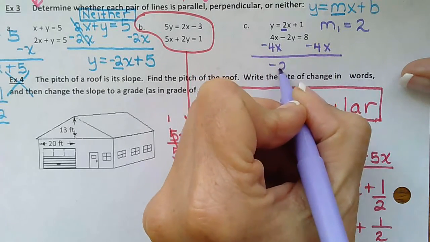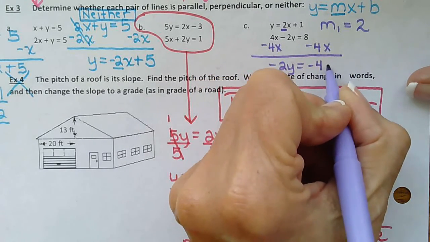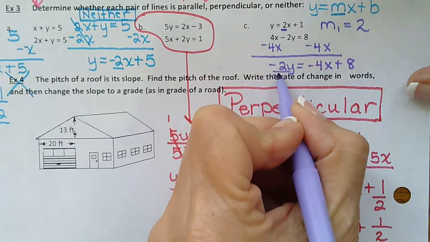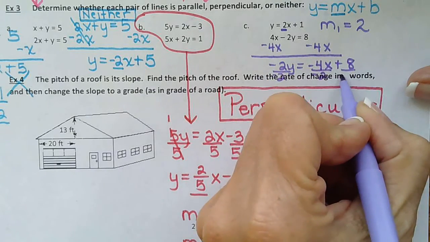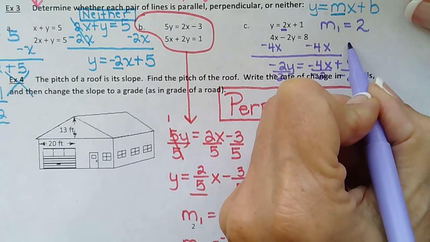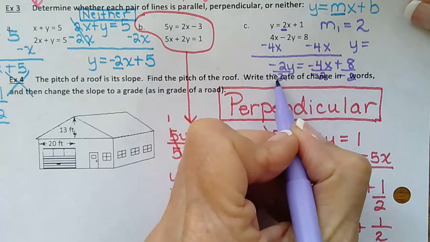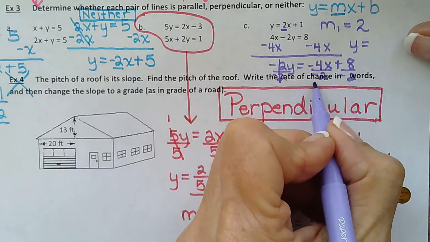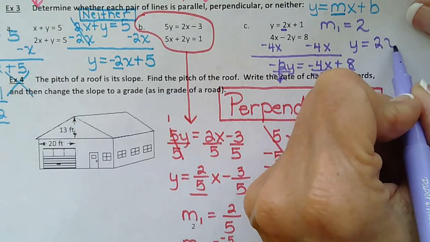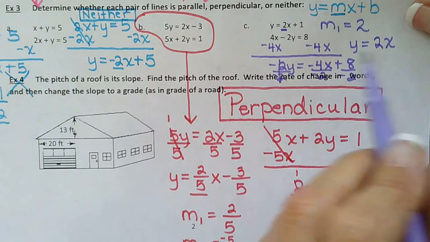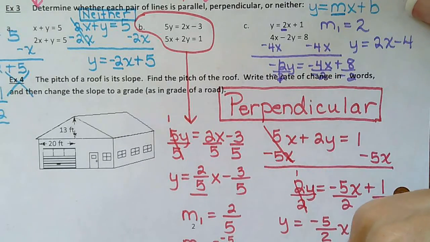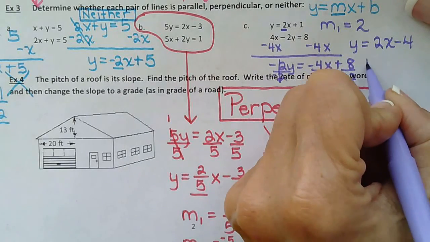And so I get negative 2y equals negative 4x plus 8. I need to divide everything by negative 2, negative 2, negative 2. And I get negative 2 divided by negative 2 is 1. And this is negative 4 divided by negative 2, which will be 2x. And this is positive 8 divided by negative 2, which is negative 4. So look at the slope. 2. Therefore, the lines are parallel.